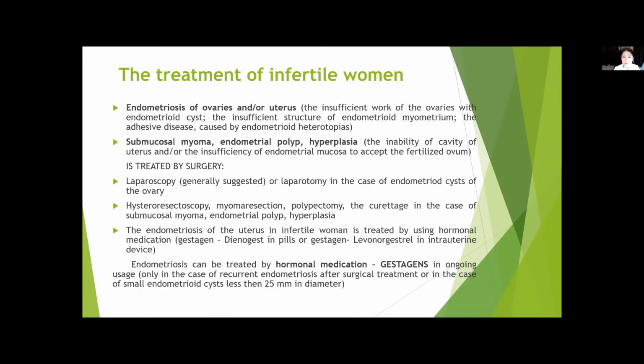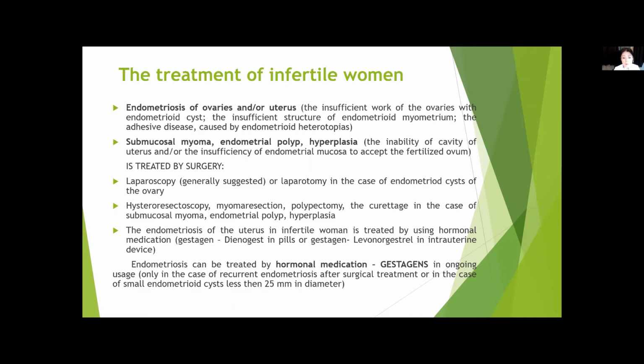Endometriosis of ovaries and uterus, the insufficient work of the ovaries with endometrioid cyst, the insufficient structure of the endometrioid myometrium, adhesive disease caused by endometrioid heterotopias, submucosal myoma, which is deformation of the cavity of the uterus, endometrial polyp and hyperplasia, an insufficiency of the endometrial mucosa to accept a fertilized ovum. It is treated by surgery, laparoscopy generally suggested, or laparotomy in the case of endometrioid cysts of the ovary.